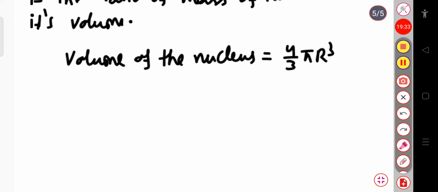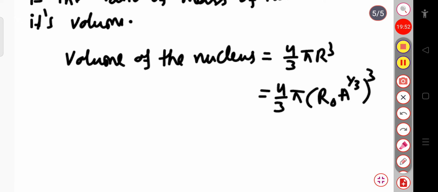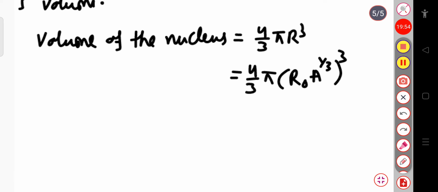This is simply mass divided by the volume. I will write it later. In this part, if I put the value of r, let me write 4 by 3 pi into, in place of r, R naught A power 1 by 3, whole cube. This is the nuclear size. From the nuclear size, we know the nuclear radius R equals R naught A power 1 by 3, where A is the atomic mass and R naught is called the empirical constant. This is equal to 4 by 3 pi R naught cube into A. And also we can represent this as the volume of the nucleus.